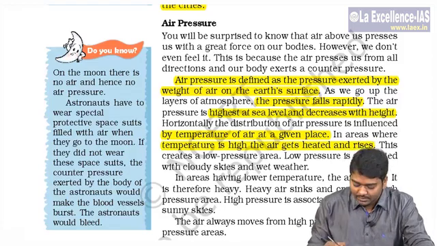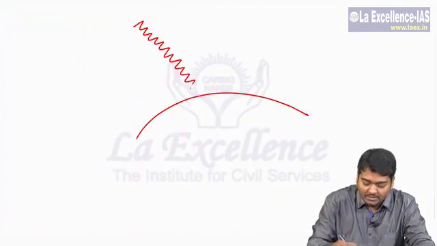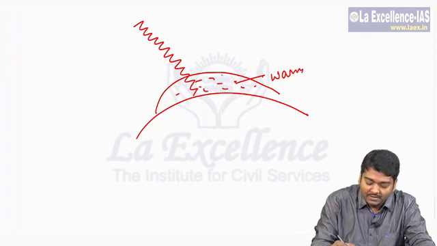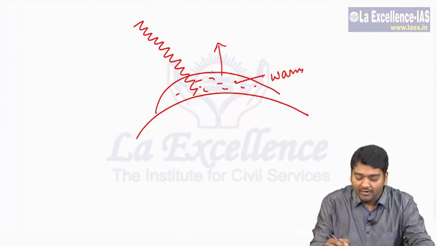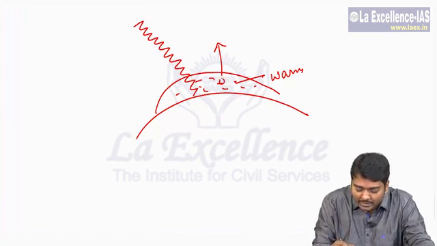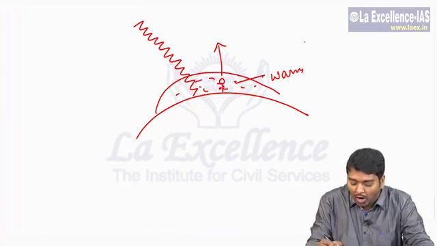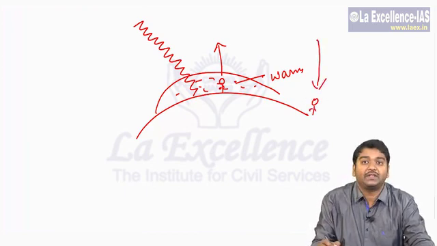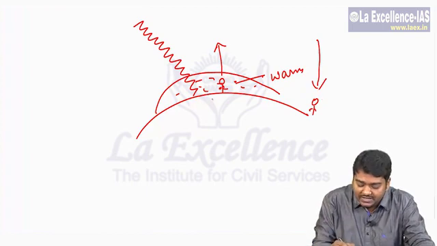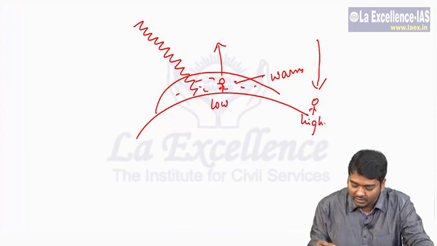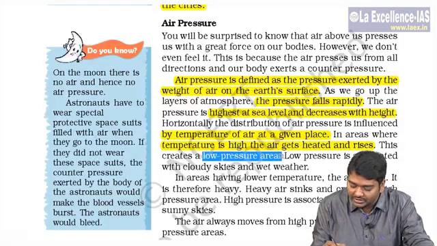Correct? For example, if you have atmosphere, the sun's rays are heating this particular air, it became warm, it rises. Now, when the air rises above, will there be more pressure on a person who is standing here, or if the air is coming below and there is a person standing, will he experience more pressure? Obviously, here you find low pressure, here you have high pressure. This is what they are talking about here, it creates a low pressure area.